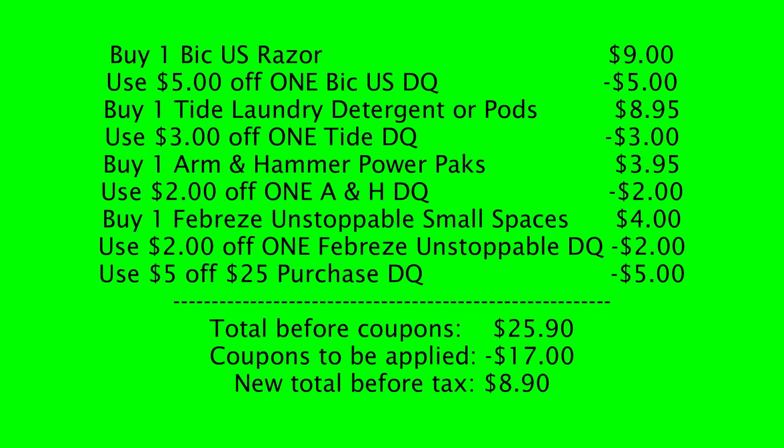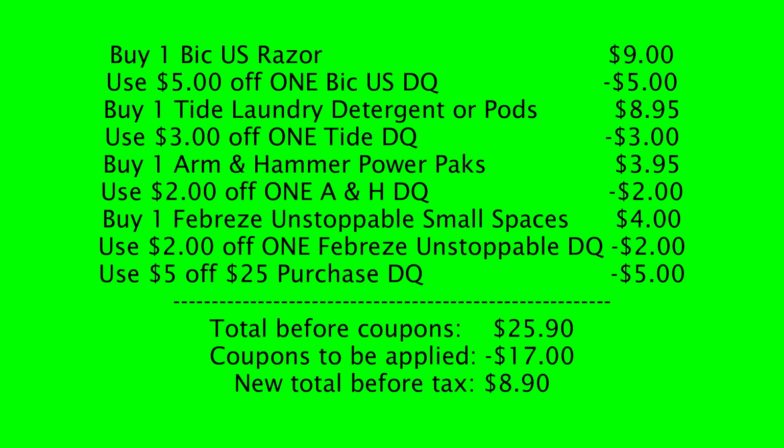For this next scenario, you're going to pick up one of the Bic Us razors for $9. You're going to use that $5 off 1 Bic Us razor digital coupon. You're going to buy 1 Tide laundry detergent or pods for $8.95. You're going to use that $3 off 1 Tide digital coupon. Then you're going to pick up one of the Arm & Hammer Power Packs for $3.95. Use that $2 off 1 Arm & Hammer digital coupon.